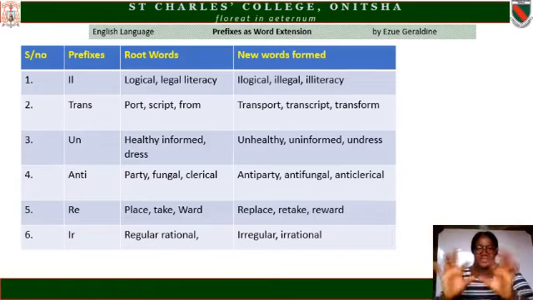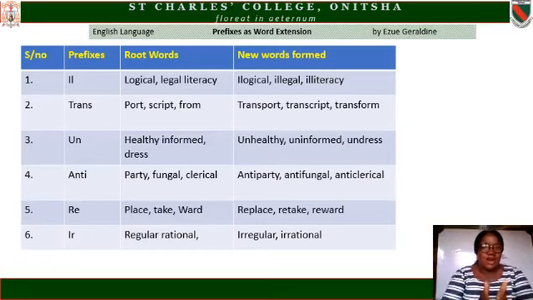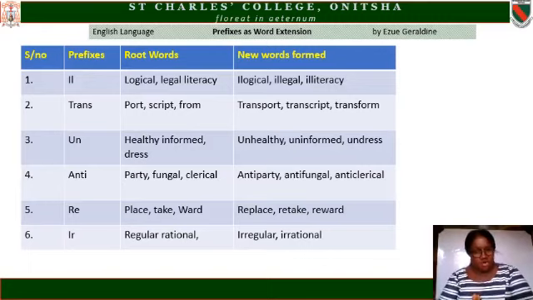Transcript. Script. Transform: to move from one form to another. Then we have un. If we add un to healthy, informed, and dressed, we will get words like unhealthy, uninformed, undressed.